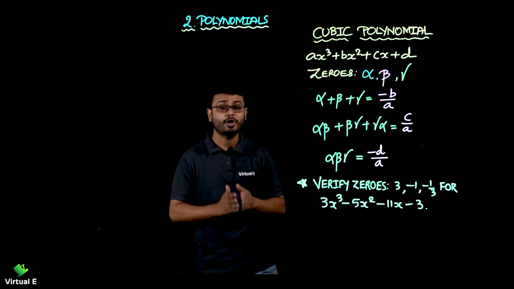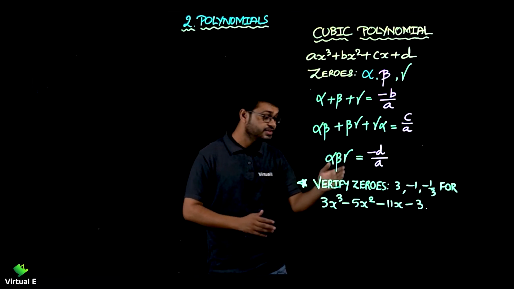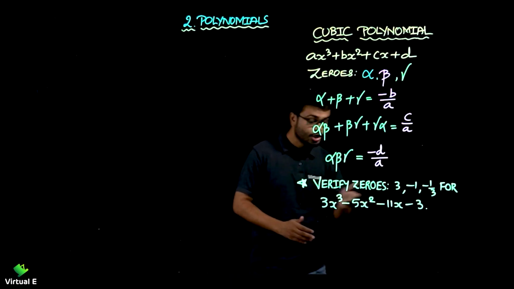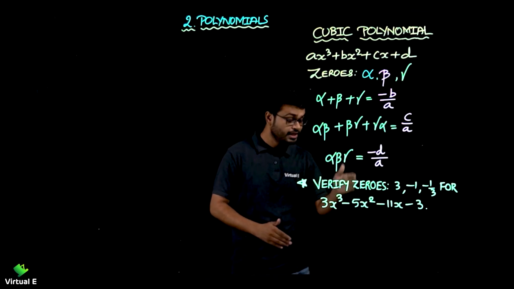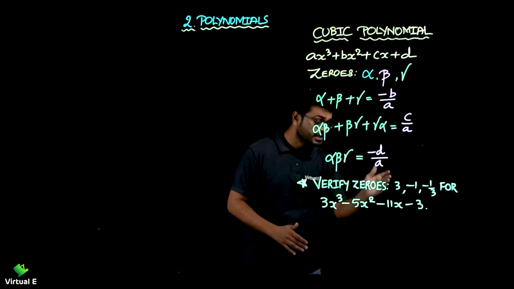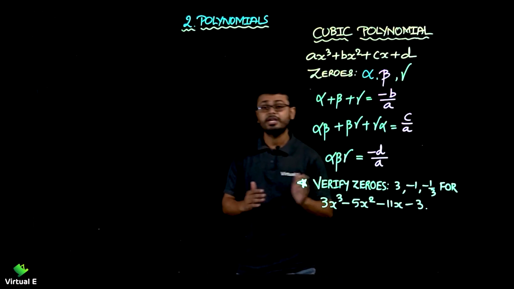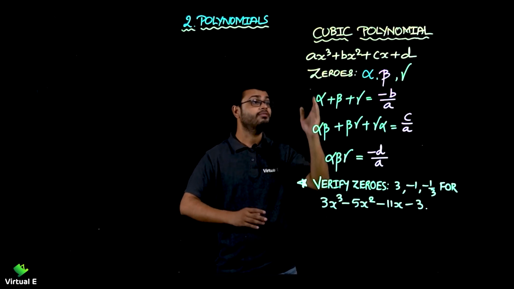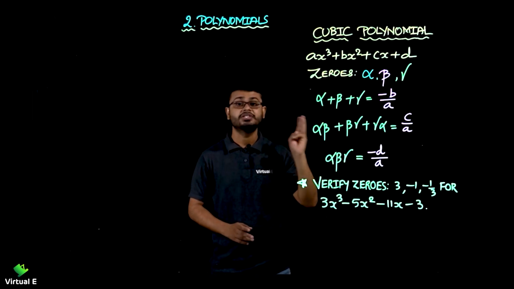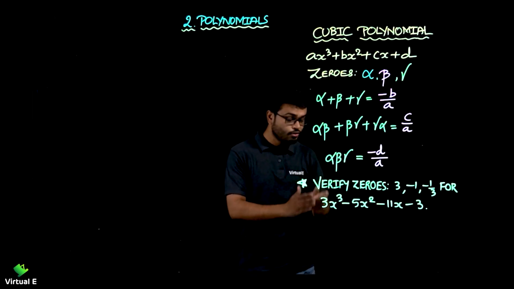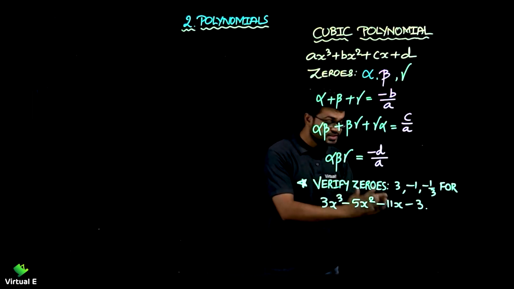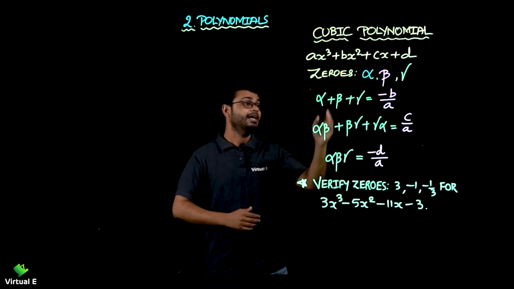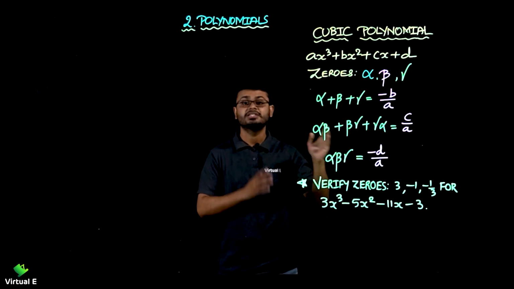Let's solve the problem based on it. Verify that 3, minus 1, minus 1 over 3 are zeros of the cubic polynomial 3x^3 - 5x^2 - 11x - 3. So we need to verify these three relations. What do we need? We need the values of alpha, beta, gamma, which are the zeros of the polynomial, and the coefficient values a, b, c, d. Then we will verify that RHS is equal to LHS. Is it 0 or not?